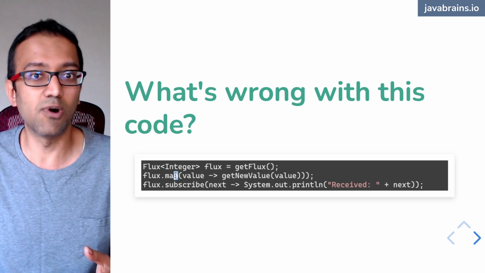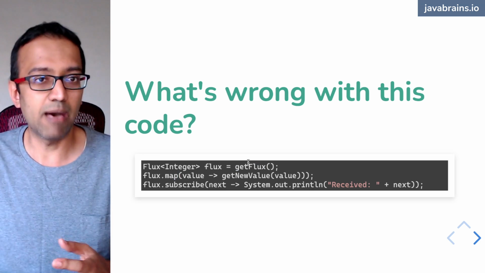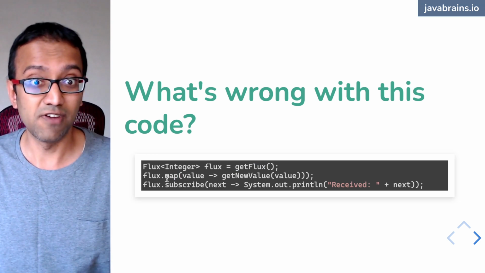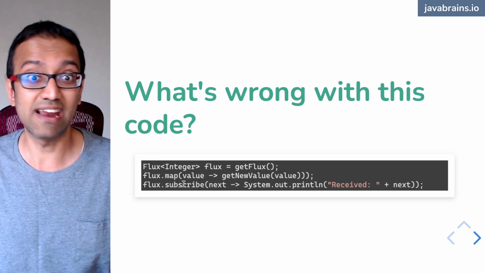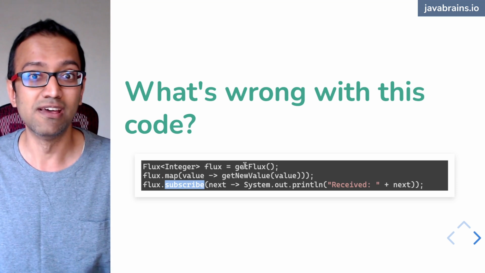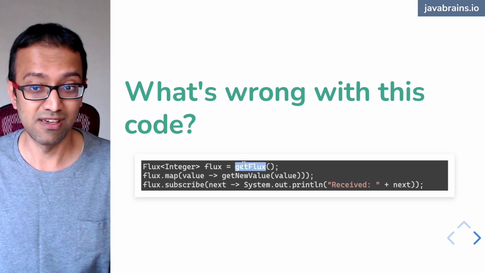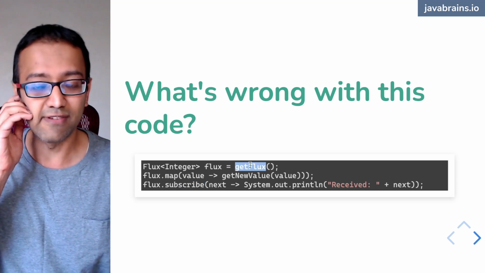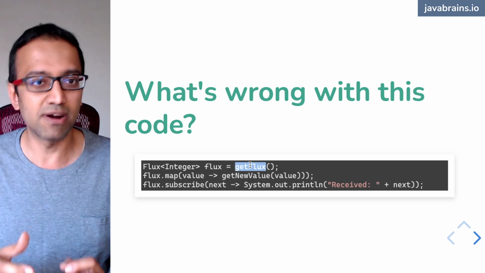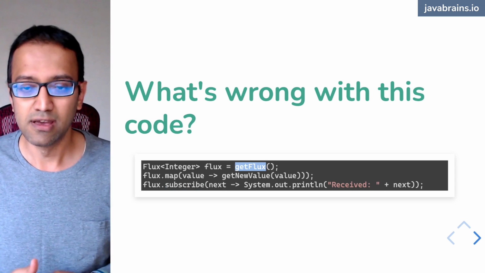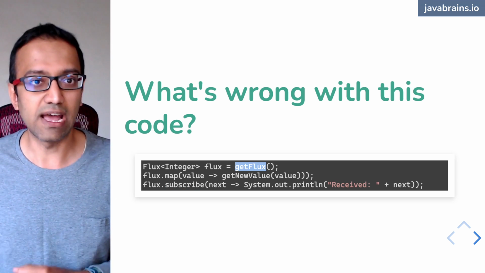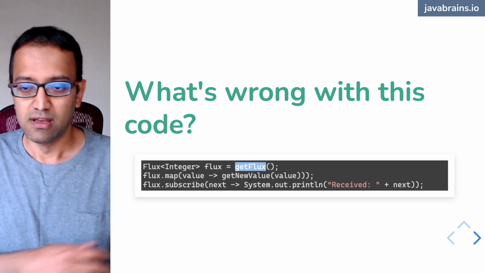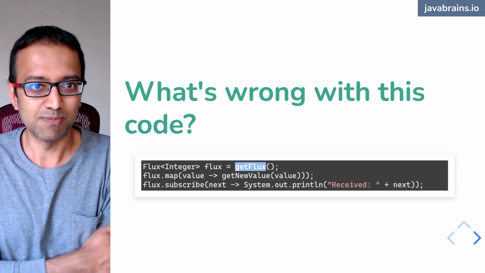What we did earlier was we did get flux dot map dot subscribe, which means we are doing a subscribe on the return of the map. Okay, we're not doing that here. What we're doing is we're doing a subscribe on the return of this get flux. Okay, so you got to be very careful when you do these things. You have to remember that anytime you do an operator, you either chain it or you apply it to the right flux. Okay, otherwise you're going to end up with problems like this.